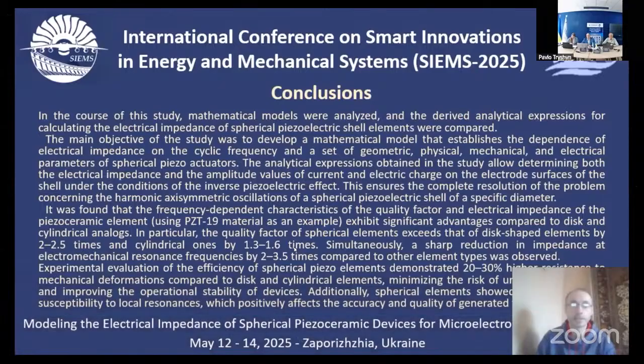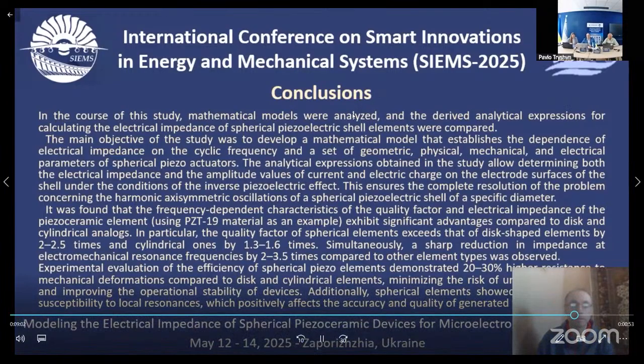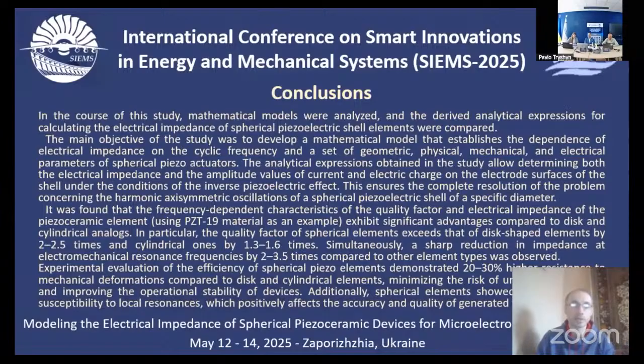In the course of the study, mathematical models were analyzed and analytical expressions were obtained to calculate the electrical impedance of spherical piezoelectric shells. The constructed model describes the dependence of impedance on the cyclic frequency and a complex of geometric, physical, mechanical, and electrical parameters, allowing to determine both the impedance and amplitude values of current and charge at the electrodes under the reverse piezoelectric effect. This provides a complete description of the harmonic axisymmetric oscillation of the spherical shell.